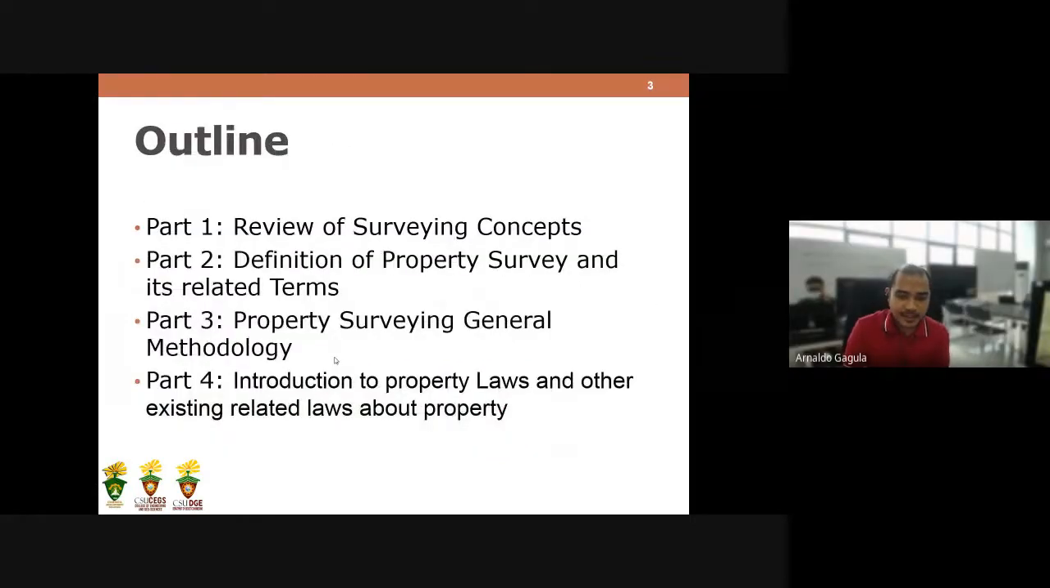For this presentation, we have 4 parts. Part 1 will be all about the review of surveying concepts. Part 2 is all about the definition of the property survey and its related terms. Part 3 is all about property surveying and the property surveying general methodology. And the last part, Part 4, is all about the introduction to property laws and other existing related laws about property.